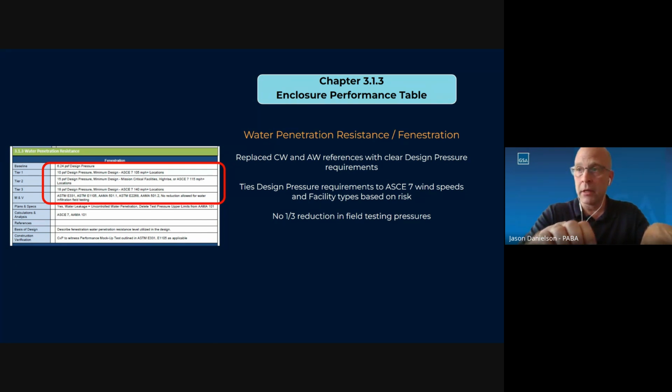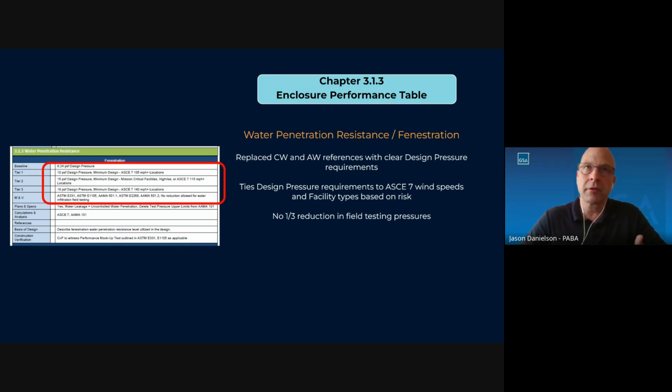What this is also showing, as you'll see with tier 2, is mission critical facilities, which I had just talked about earlier, or high rises, or ASCE 7 places that are in hurricane prone locations. They may require a little higher tier than some of the others. This also ties design pressures to the ASCE 7 wind speeds, and then facility types based on risk. And I'll mention this a few times.